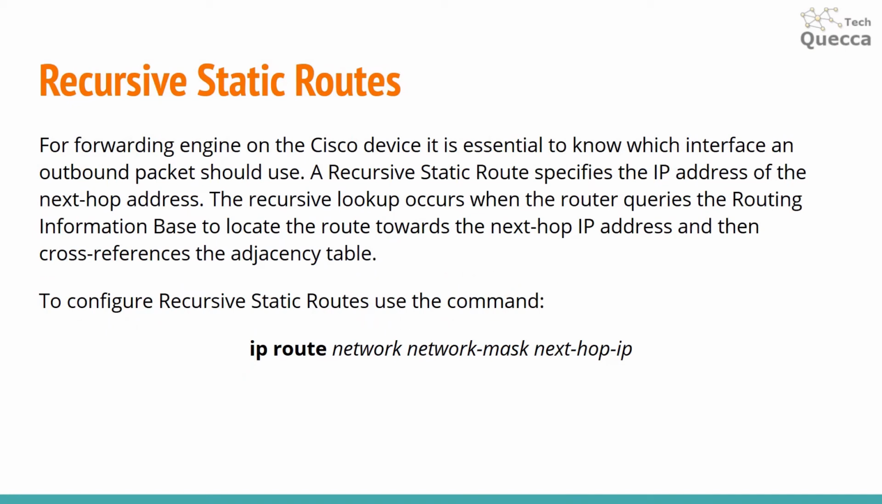For the forwarding engine on the Cisco device, it is essential to know which interface an outbound packet should use. A recursive static route specifies the IP address of the next hop. The recursive lookup occurs when the router queries the routing information base to locate the route towards the next hop IP address and then cross-references the adjacency table. To configure a recursive static route, use the command ip route, the network, network mask, and next hop IP address.